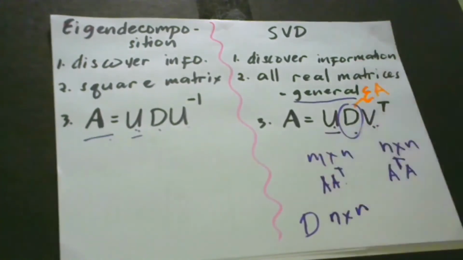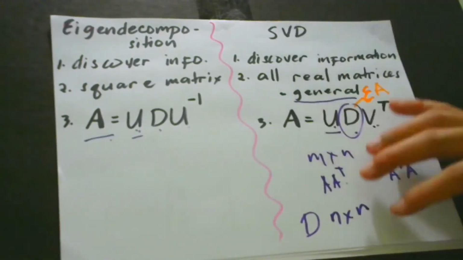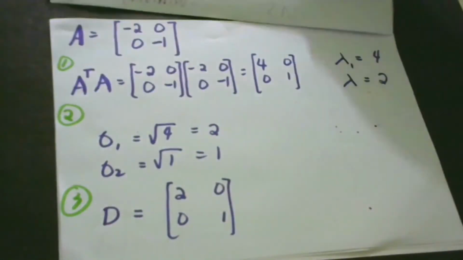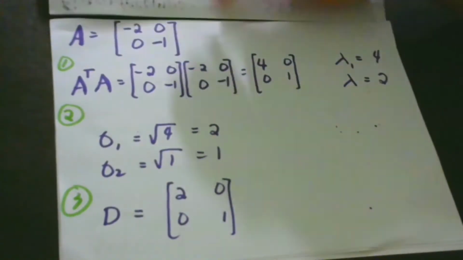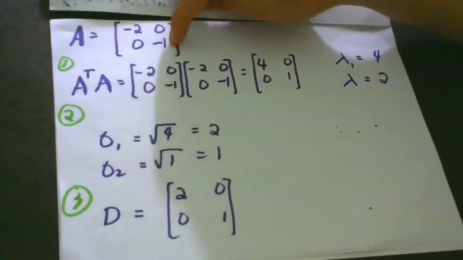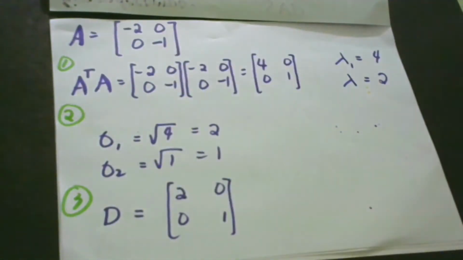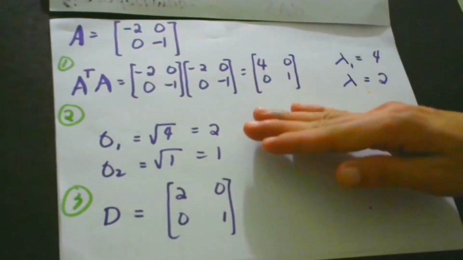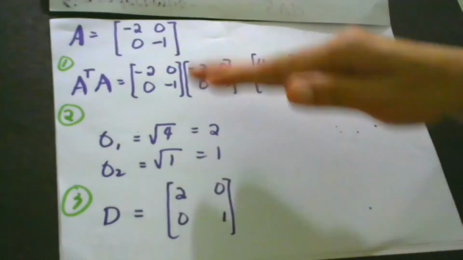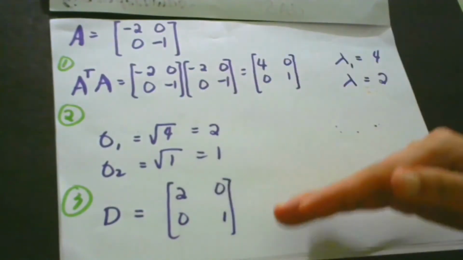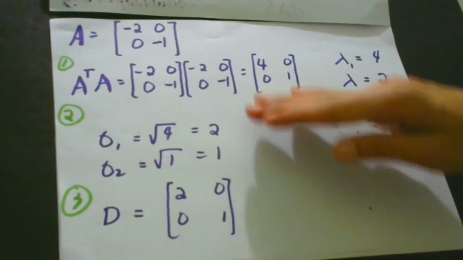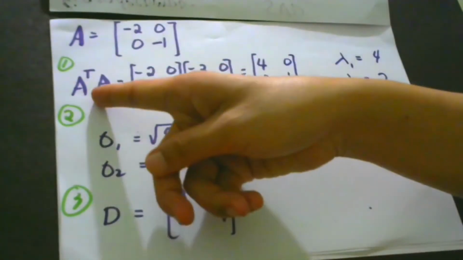So for better understanding of the singular value decomposition, let's have this example. Let's consider this matrix A: -2, 0, 0, -1. So what will we do? Let's go through the 6-step process for us to understand how we arrive at the singular value decomposition. Our first step is to find the eigenvalues of matrix A transpose A.